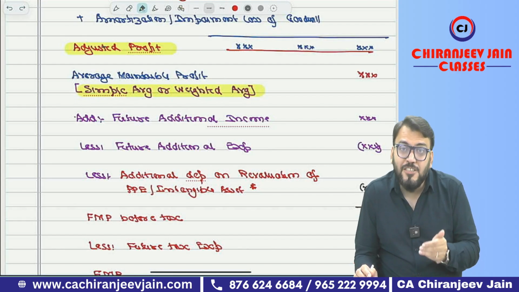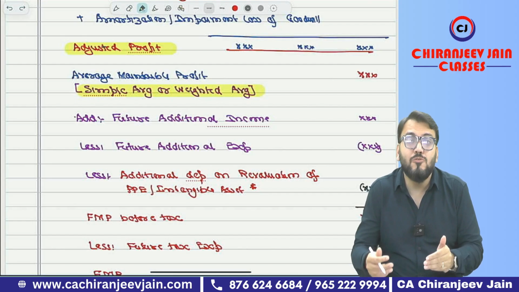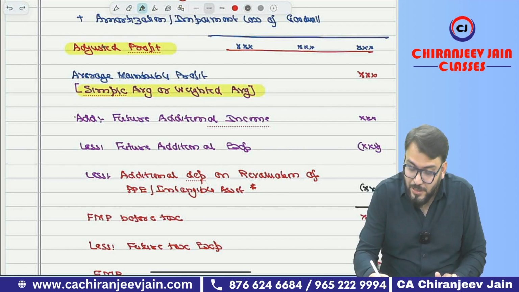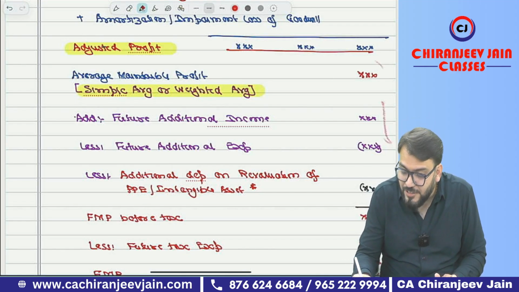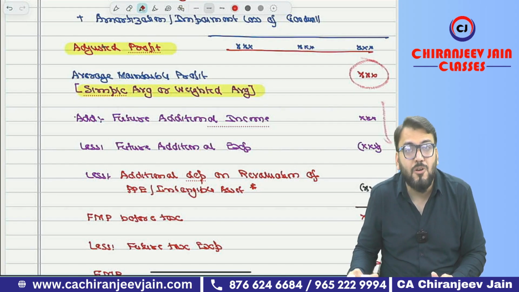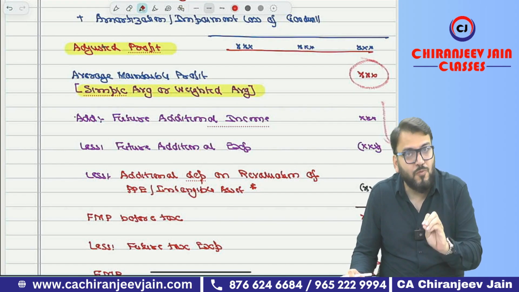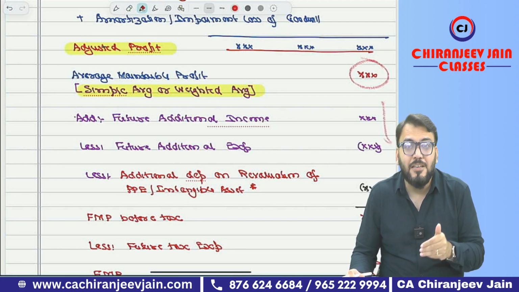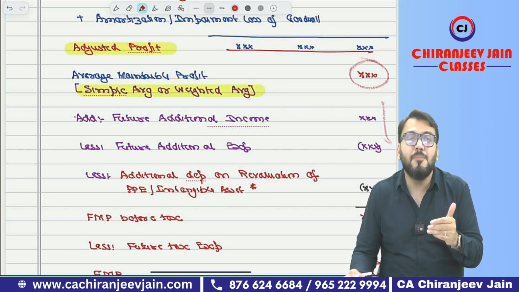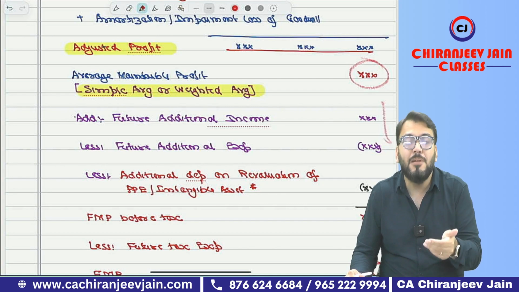So sometimes average maintainable profit and future maintainable profit are considered the same if no other information is given. So if no other information is given, this only will become your FMP. So average profit and FMP are used interchangeably for this chapter. Sometimes I will call it average profit, or sometimes I will call it FMP, future maintainable profit.